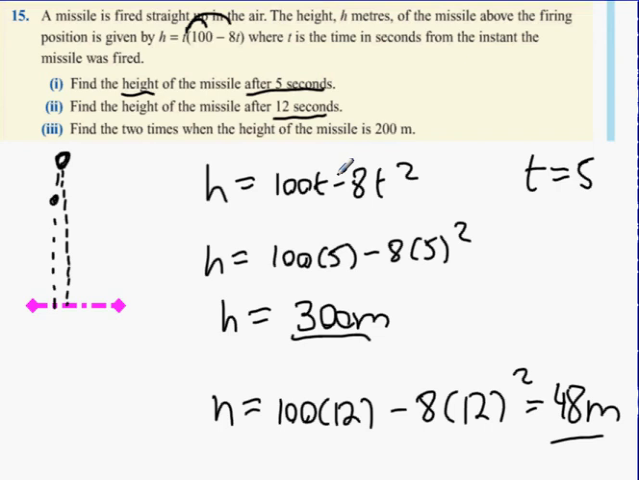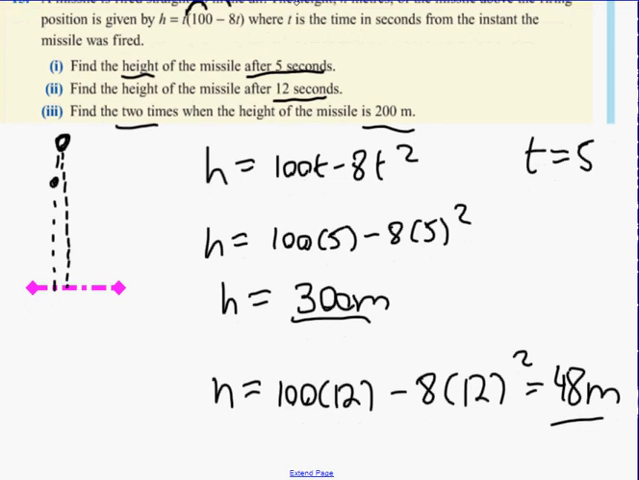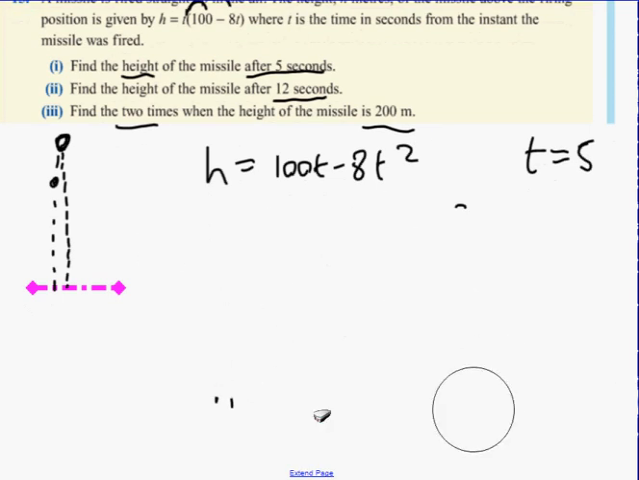Okay? Finally, find the 2 answers in which the height of the missile is 200 meters. What can we do with our formula this time? Now we're not replacing t with 200. Why would we not replace t with 200? That'll be the height you are after 200 seconds. We want to find out the time when the height is 200 meters. So what do we have to do with the h?